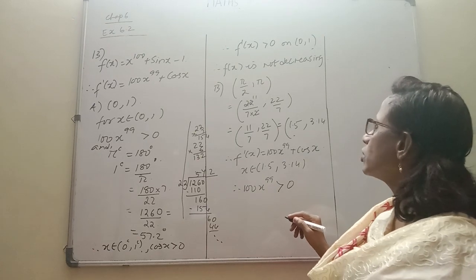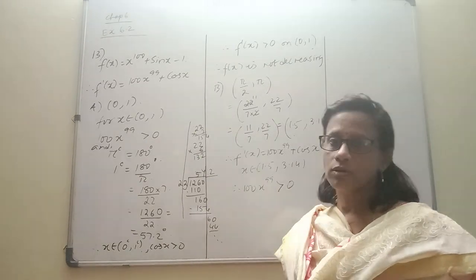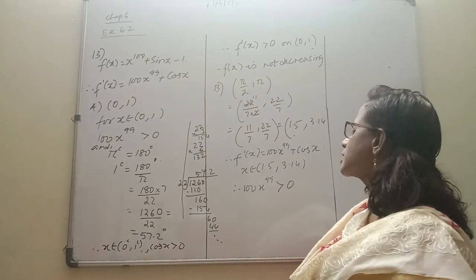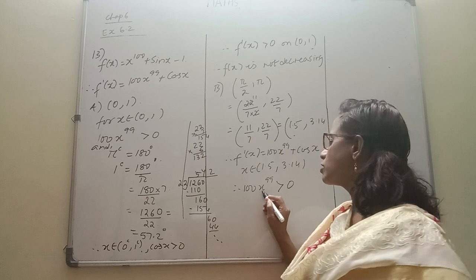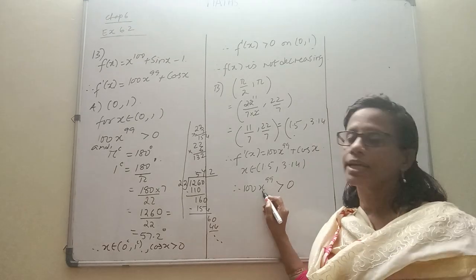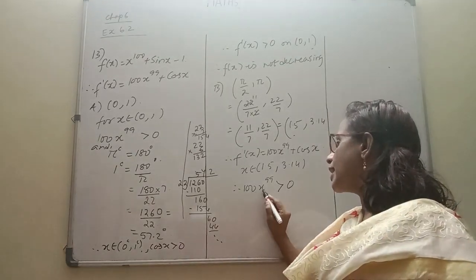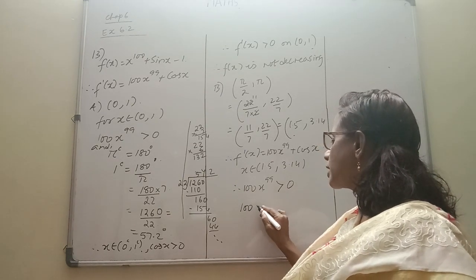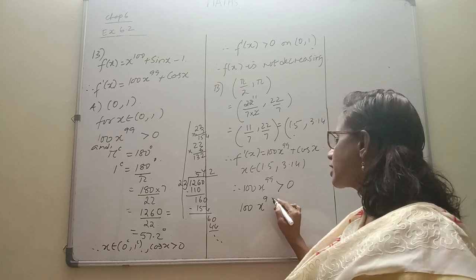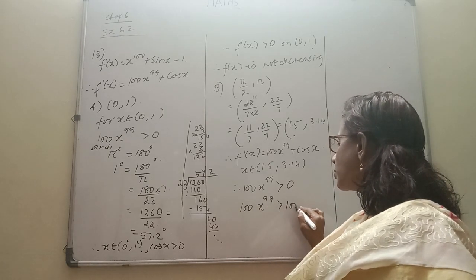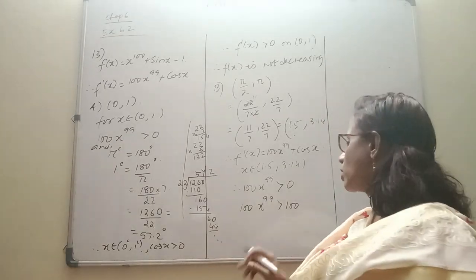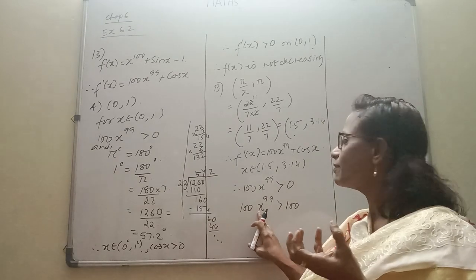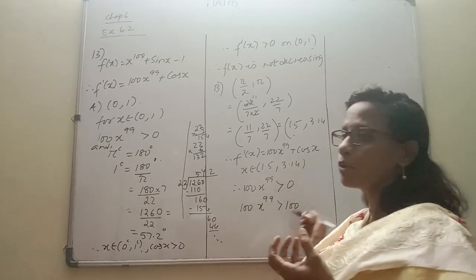Now, for x belonging to pi by 2 to pi, which is the second quadrant, in the second quadrant cos is negative. So then in that case, we'll check how the values are going to be. Now, this also we'll always analyze: 100 x raised to 99, though it is positive, we will also take care that it is going to be a value more than 100. Why? Because this x is taking a value between 1.5 to 3.14.